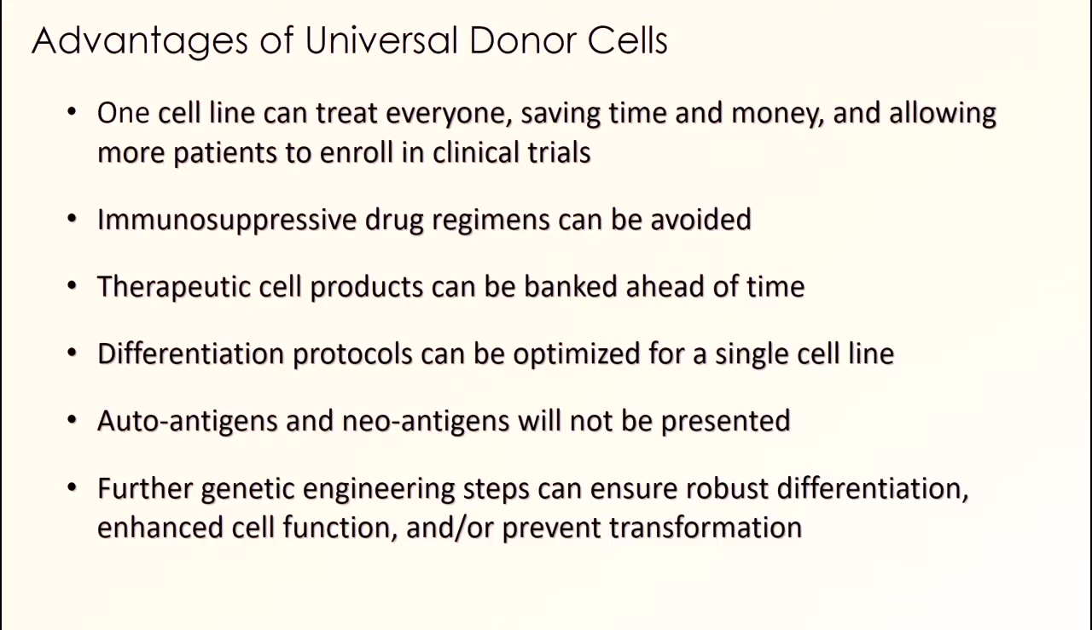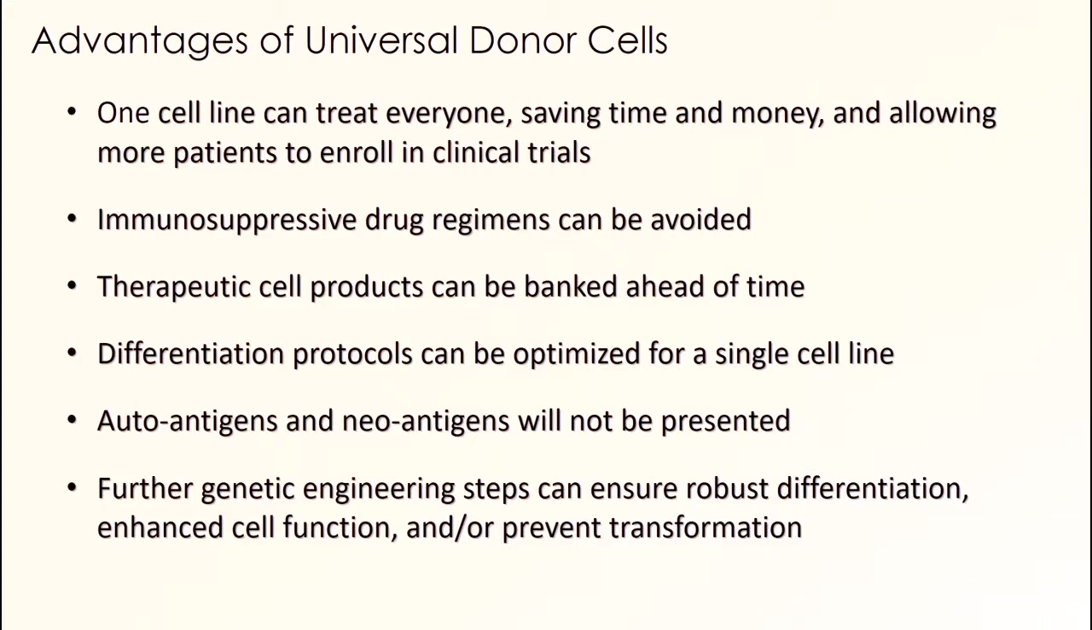So to sum up, what are the advantages? One cell line can treat everyone. I think people get that. You save a lot of time and money and enroll more patients in clinical trials. We think it's going to make a big difference in trying to get pluripotent-derived therapies into people. We can avoid immunosuppressive drug regimens, and bank our products ahead of time.